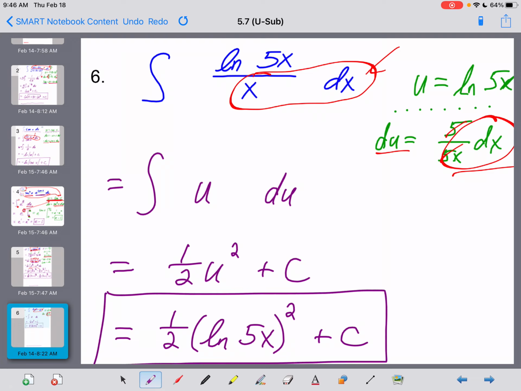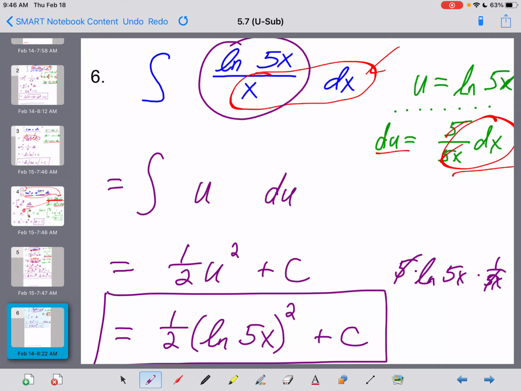And again, if I had a little bit more time right here, I'd walk you through this and take the derivative of what we just came up with. But I think you guys can see pretty quickly that the 2 times the 1/2 is going to cancel, natural log of 5x to the first, times the derivative within. The 2 and the 1/2 cancel. This is natural log of 5x, times the derivative within, 1 over 5x, and multiplied by a 5. The 5 here, the 5 there cancel, and yep, that's the original integrand.